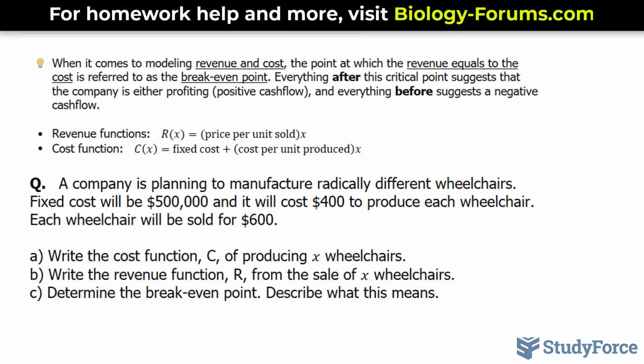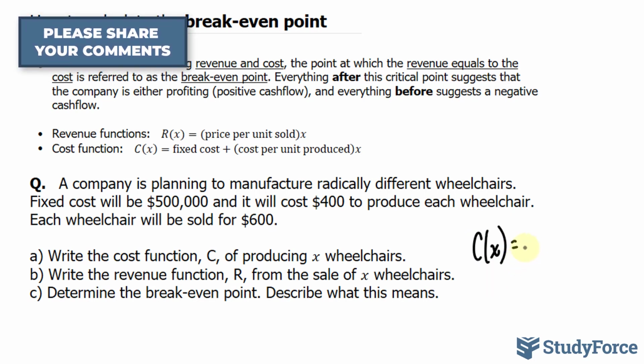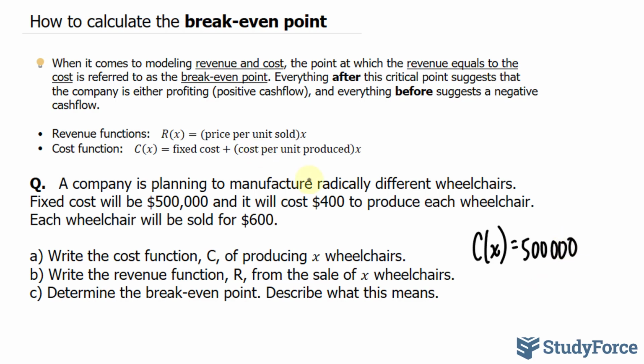Question A asks, write the cost function C of producing X wheelchairs. So we'll represent C of X is equal to the fixed cost, which is $500,000, plus the cost per unit produced, and we're told that it costs $400 to produce each unit. So plus 400x.